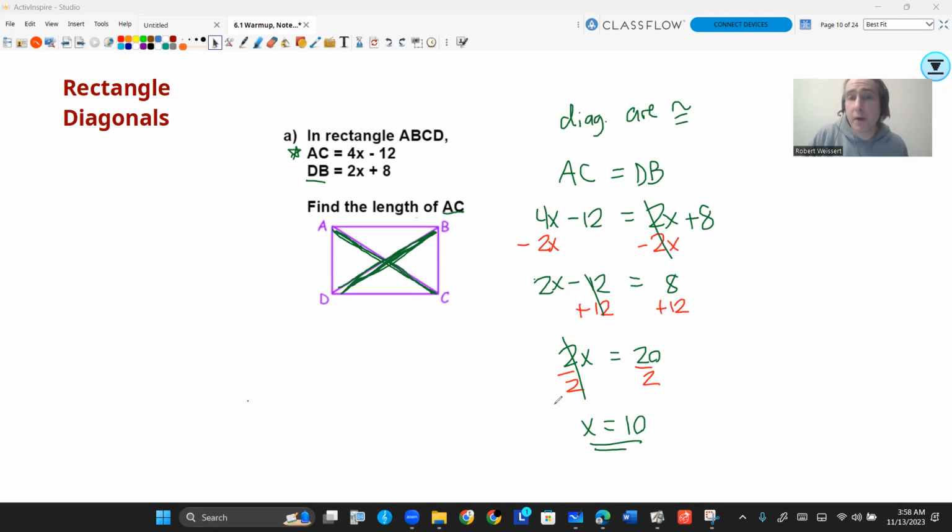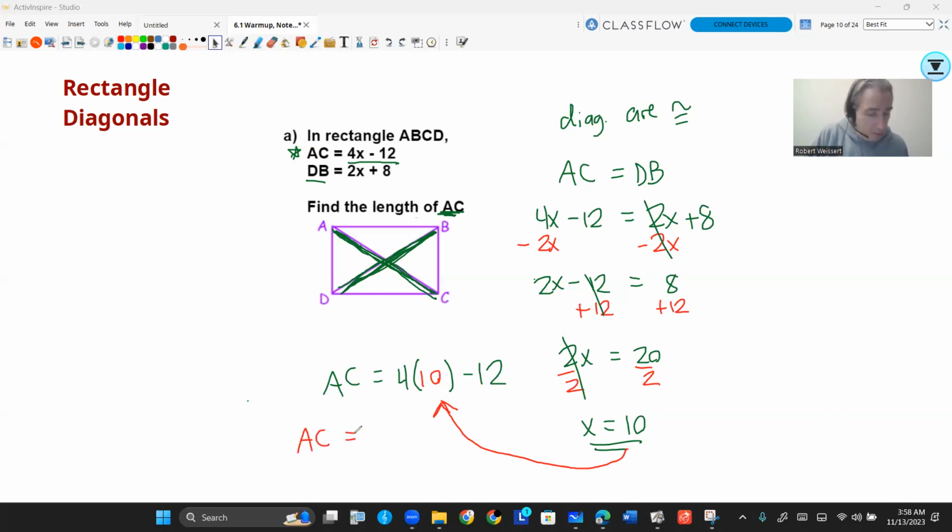Now the question has not asked for x, the question has asked for AC. So AC is the length represented by 4x minus 12. So when I'm saying what is the length of AC, I want to know the value of 4x minus 12 when I substitute in that 10. So I'm going to plug that 10 right in there, evaluate it, and that'll be my length. 4 times 10, 40 minus 12. 40 minus 12 is going to be 28.